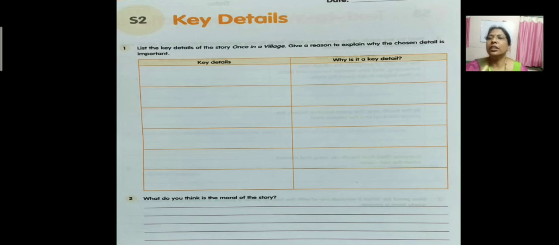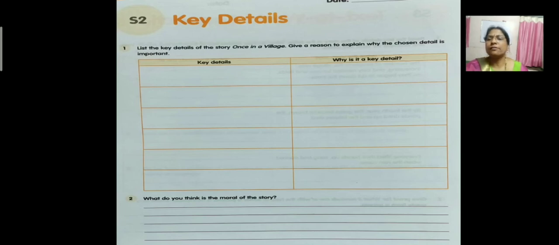Okay, now the third key detail, children. So what happened after cutting down the trees? Very good. The forest became thin and sparse, and there was no rain for 5 years. So the result of cutting the trees is this. So the forest was thin and sparse, and there was no rain for 5 years. So now why have you chosen this as a key detail? Yes, you can write on the other side, this is the effect of cutting down the trees.